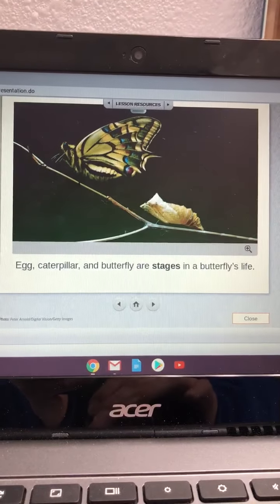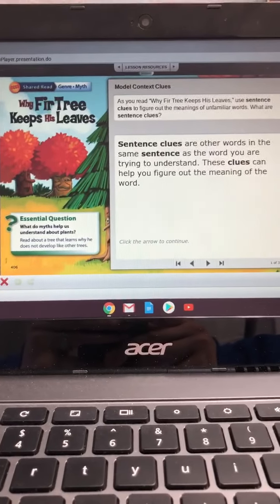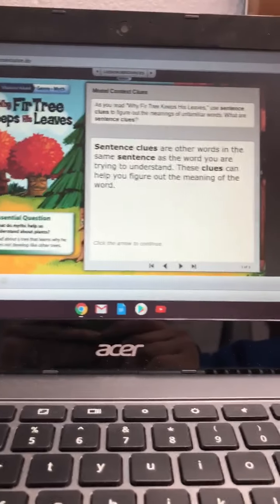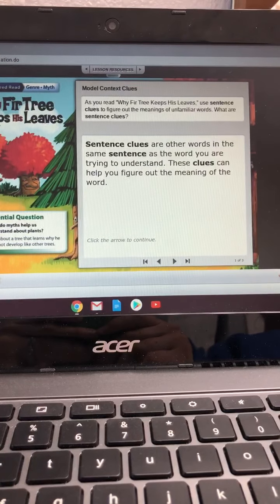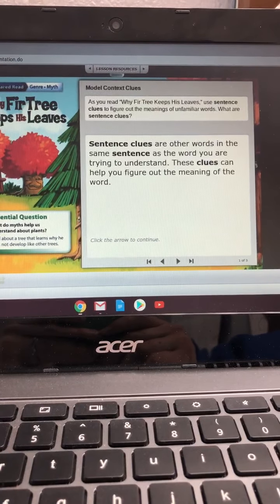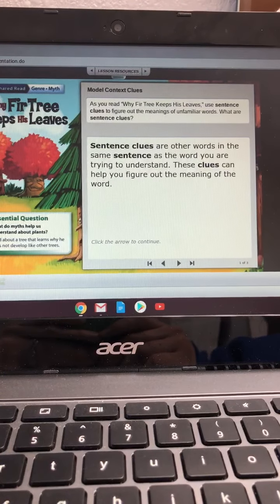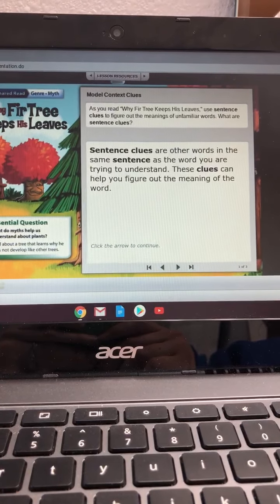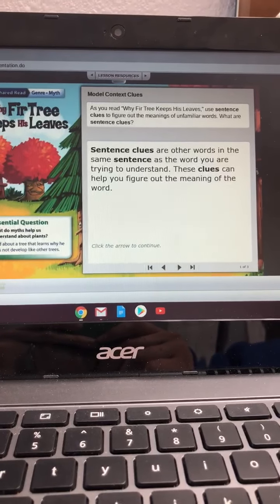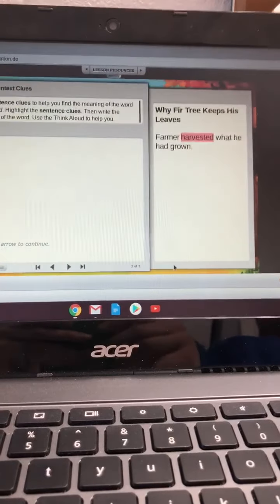All right, now we're gonna move on to the story, Why Fir Tree Keeps His Leaves. I hope you guys enjoyed that story yesterday. It says sentence clues are other words in the same sentence as the word you are trying to understand. So sometimes as we're reading, there are words in our sentences that we don't quite know what they mean. And that can cause us to get confused and maybe even upset sometimes. The best thing you can do is look at these sentence clues. Otherwise, they're called context clues. These clues can help you figure out the meaning of the word. So by looking and continuing to read, you can understand what the word means.